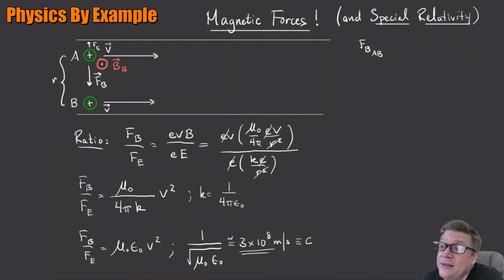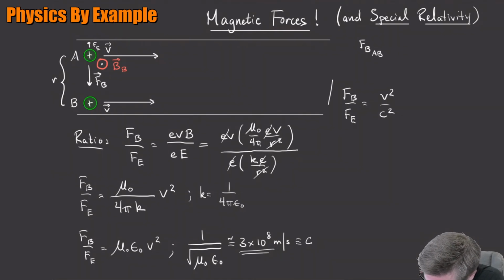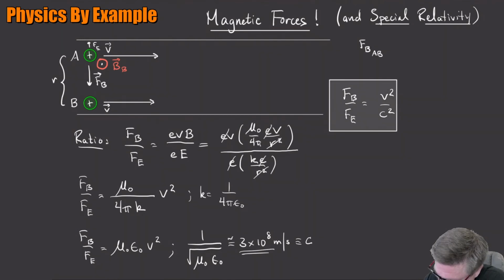So anyway, look at what that means. That means that our ratio, FB over FE, the ratio of the strengths of these forces, is just V squared over C squared. And that's really interesting. We will show later in modern physics that there are good reasons to think that the speed of light is sort of a cosmic speed limit. So our V is not going to be greater. We're not going to be able to fire these things faster than the speed of light. So V over C is always going to be less than 1.